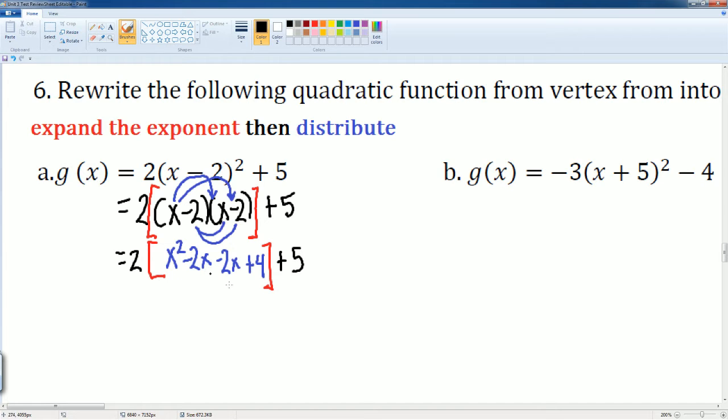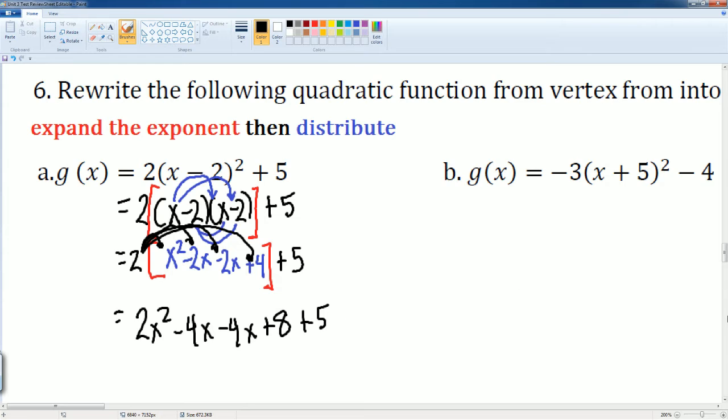I can either add the like terms on the inside, but I decided to just distribute that 2 into the inside. So 2 times x squared gets you 2x squared. 2 times negative 2x gets you negative 4x. 2 times negative 2x gets you negative 4x. And 2 times 4 here gets you a plus 8. Bring down the plus 5.